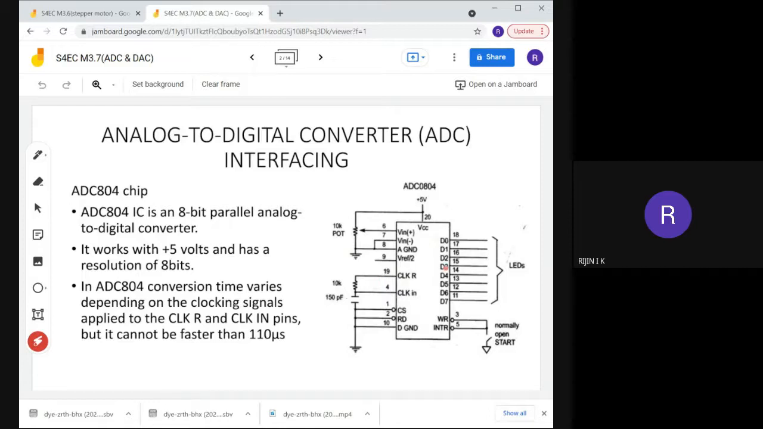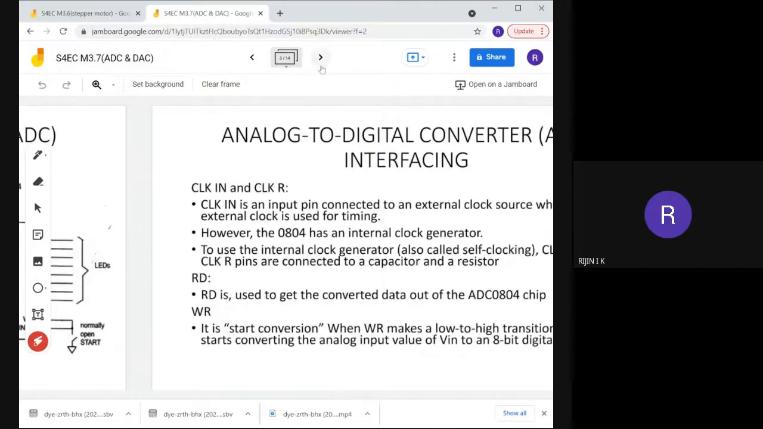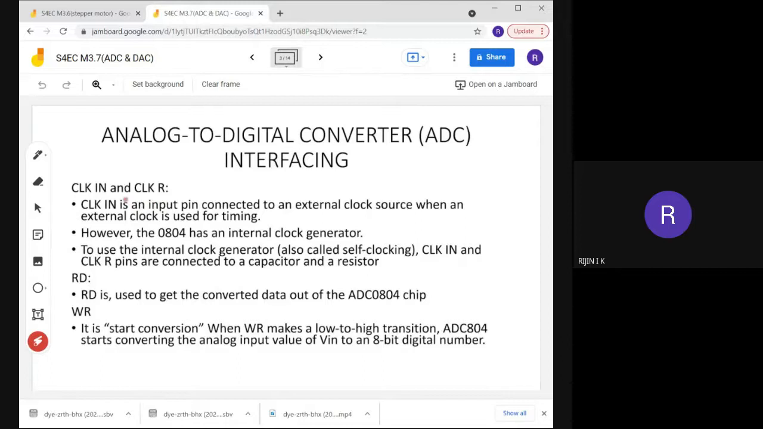Okay, now we can see how we will interface this ADC 804 with our 8051 microcontroller. These are all the things that I have explained: clock in and clock out. Clock in is an input pin connected to an external clock source when an external clock source is used for timing. And to use the internal clock generator, the clock in and clock out pins are connected to a capacitor and resistor. And here the RD pin is used to get the converted data out from the ADC chip.